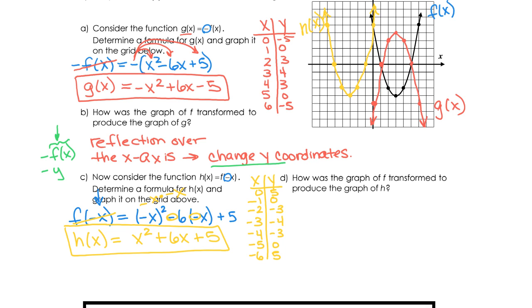And so part D asks, how was the graph of f transformed to produce the graph of h? So the original one that was printed on our graph, how was it transformed? And hopefully you guys know a little bit from geometry and what we're talking about today. And this is a reflection over the y-axis. Remember that when you reflect over the y-axis, you actually change the x-coordinates.